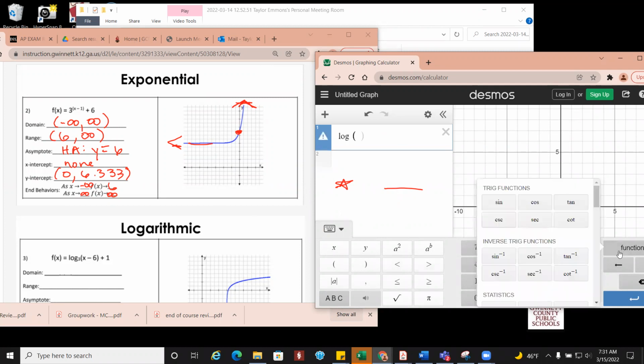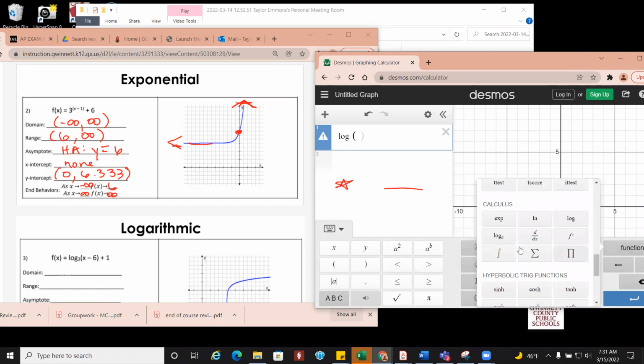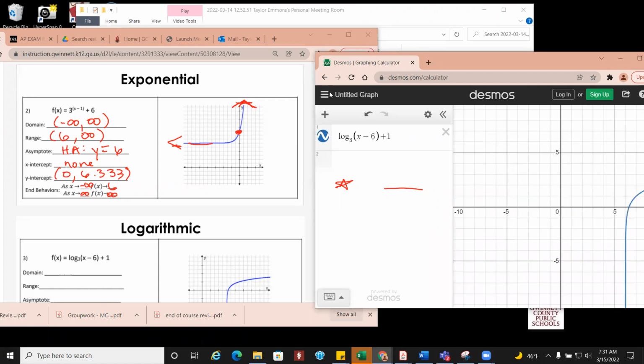Oh, this isn't showing. Oh, yeah, there it is. Okay. So all the way down to calculus and then that log of base A. All right, so when I type that in, I'm going to get log of base 3 of (x minus 6), close parentheses, plus 1. You got to make sure that when you're doing your exponential or you're doing log, that you make sure that you use your parentheses.